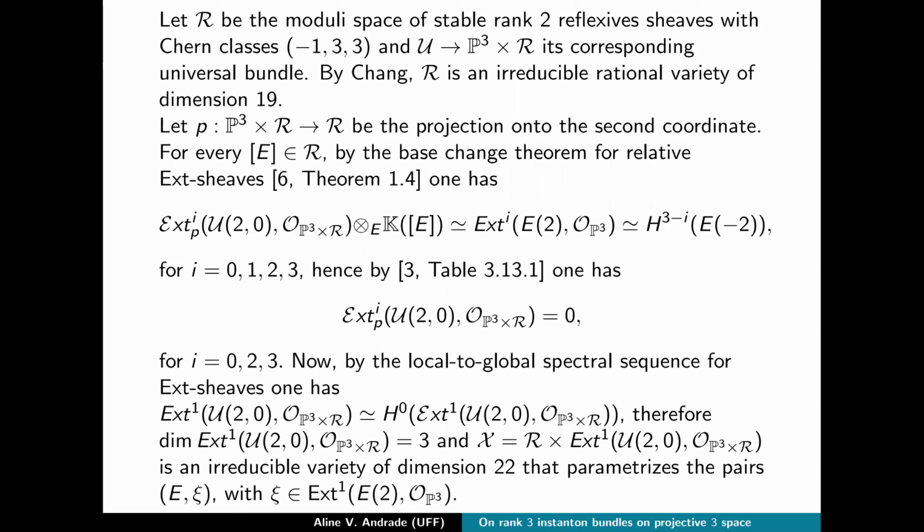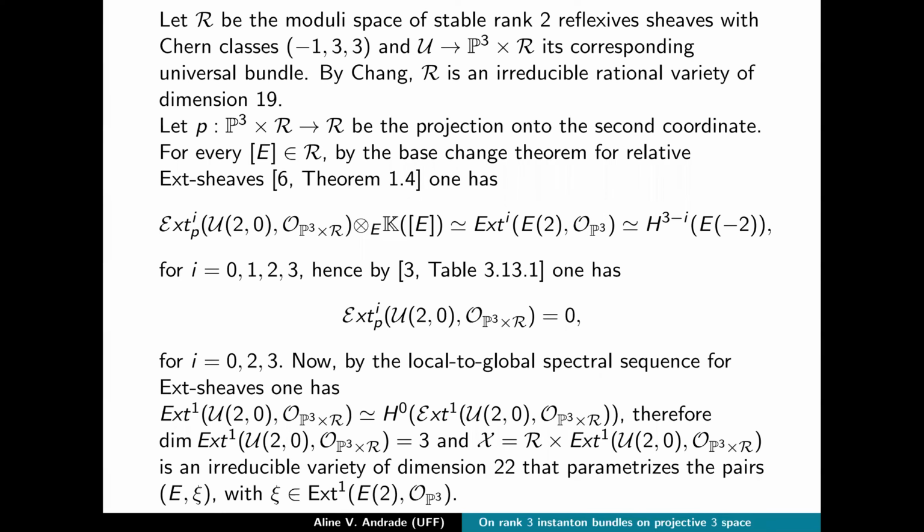So each point in here parameterizes points E_k, where these are extensions over here. So each point on P3 gives me a stable rank 2 reflexive sheaf and an extension over here. And this is an irreducible variety of dimension 22. Okay.